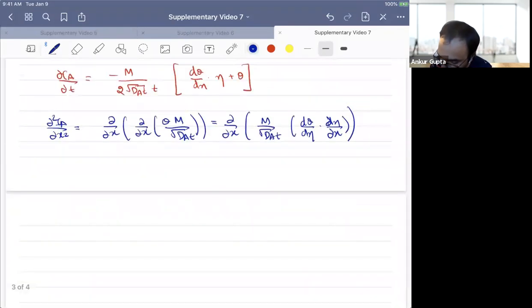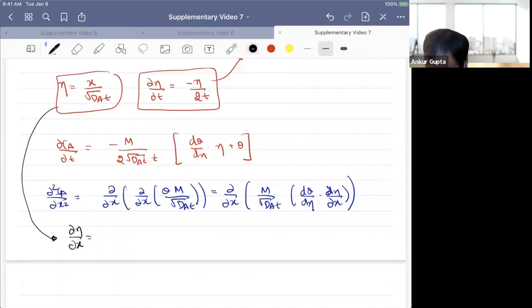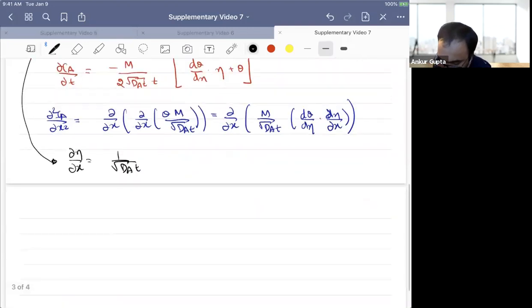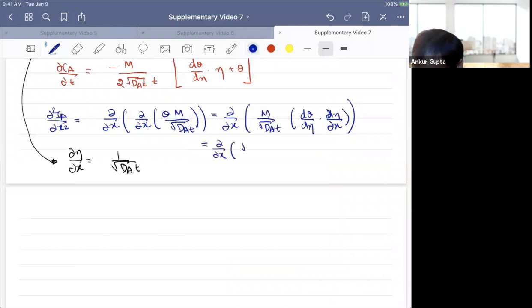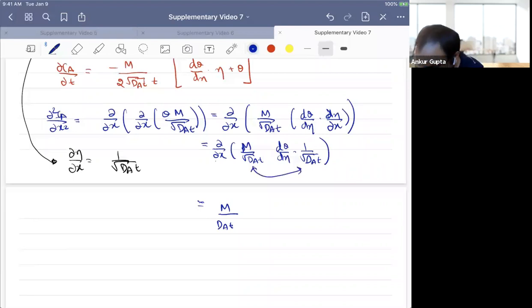And ∂η/∂x, as we have discussed, if you look at this term here, is simply 1 by √(D_A t). Okay, so we will still simplify this further here. This becomes ∂/∂x of M/√(D_A t) dθ/dη 1 by √(D_A t). Okay, now we'll take another derivative. This becomes M by √(D_A t), because there are two square roots, so this becomes the full variable, and this becomes d²θ/dη² times ∂η/∂x, which means this becomes M/(D_A t)^(3/2) ∂²θ/∂η².